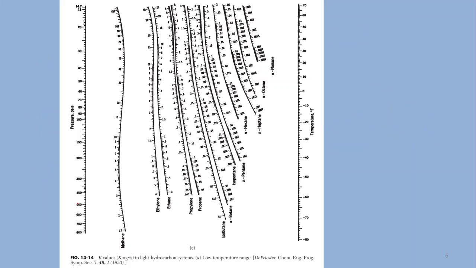This is a nomograph where the temperature and pressure, both variables, are given here. So by changing the pressure and temperature, you can get the value of K for particular components. These are a few components like methane, ethylene, ethane, propane, propylene. All these lighter components are given here. Irrespective of the composition, they can be found for the particular pressure and particular temperature.